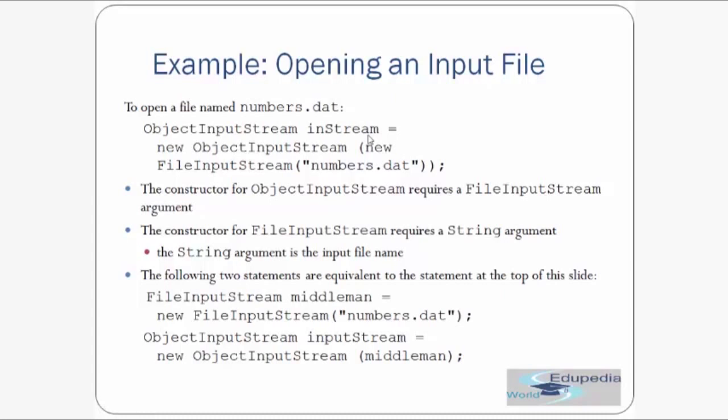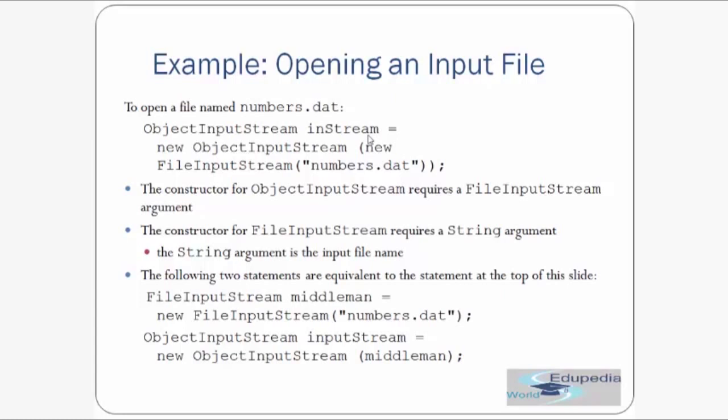Now the constructor of an object input stream requires a file input stream argument. The constructor of file input stream requires a string argument. A string argument is an input file name. The following two statements are equivalent to the statement at the top of the slide.